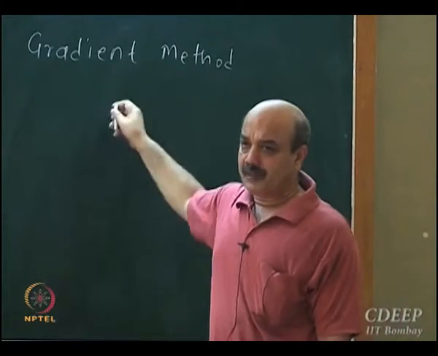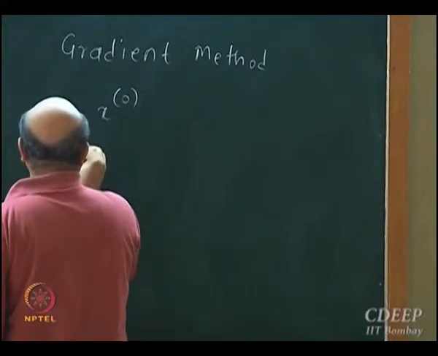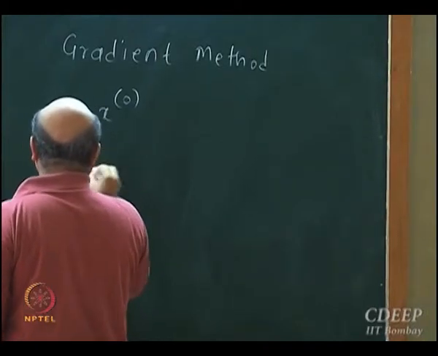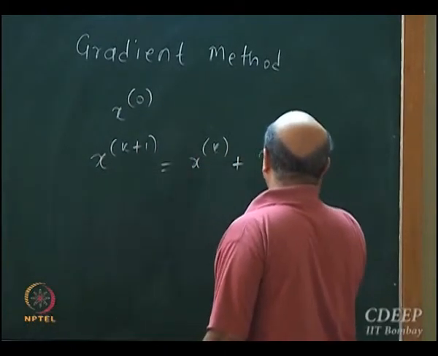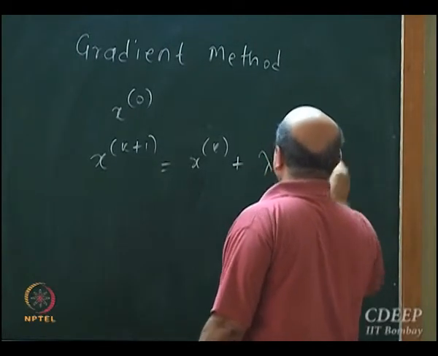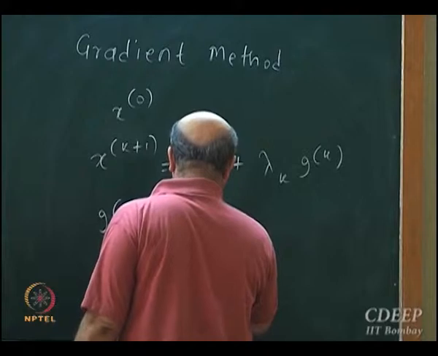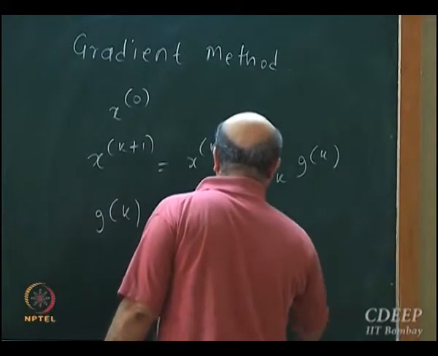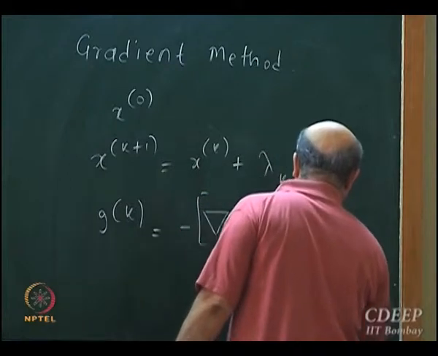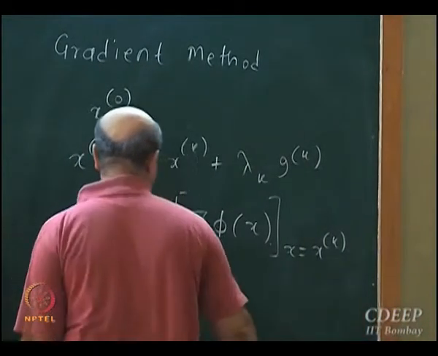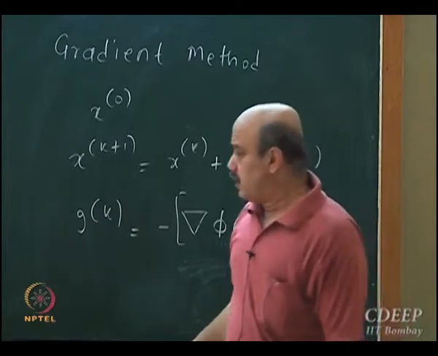But just to state the algorithm, the gradient method would start with an initial guess x naught, and then x(k+1) is equal to x(k) plus lambda k times g(k), and g(k) is minus grad phi of x, evaluated at x equal to x(k), which is nothing but, well, if we develop a notation, I'll just do it here.